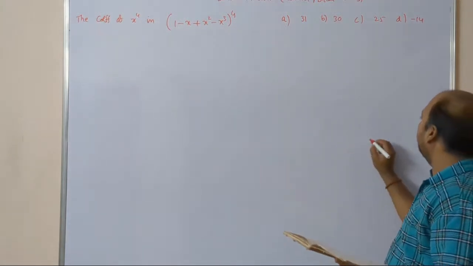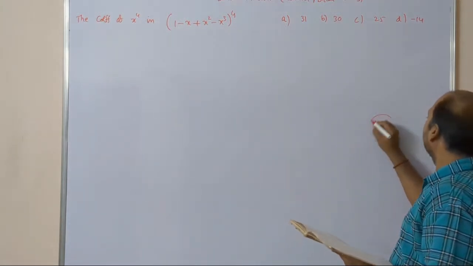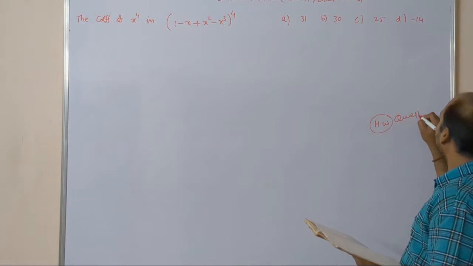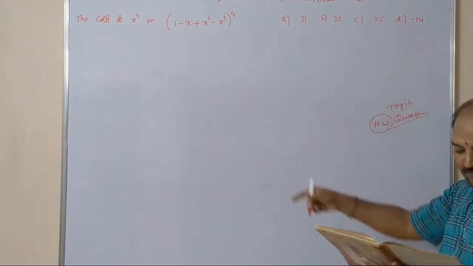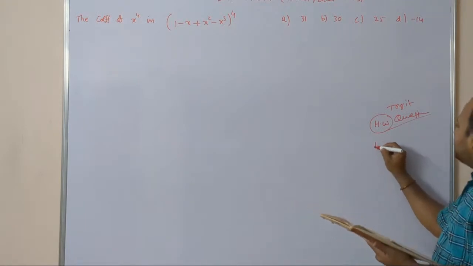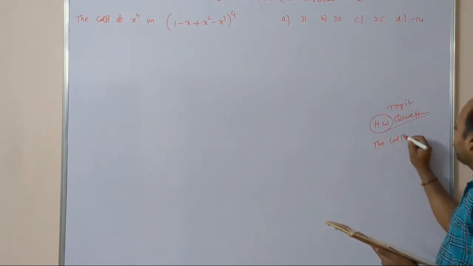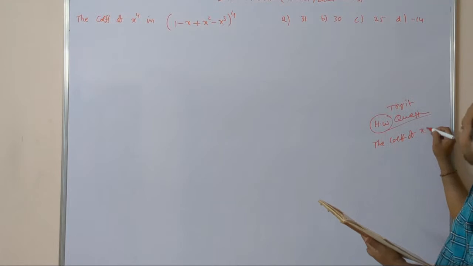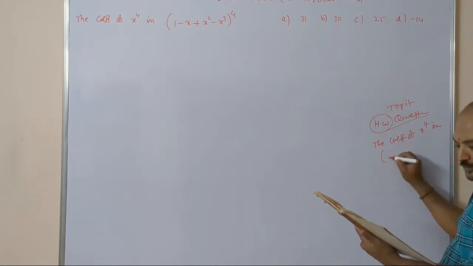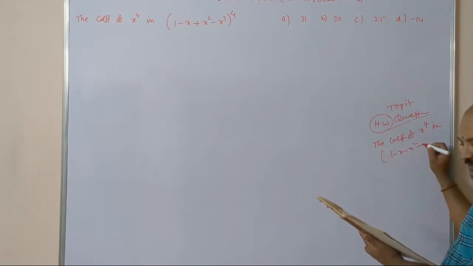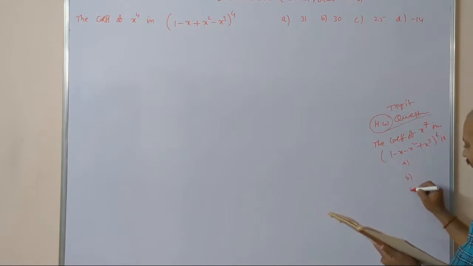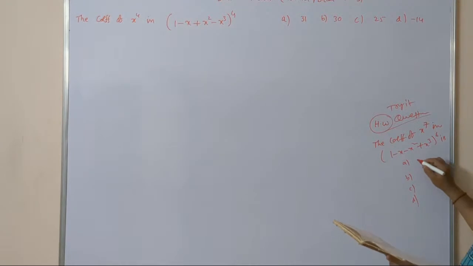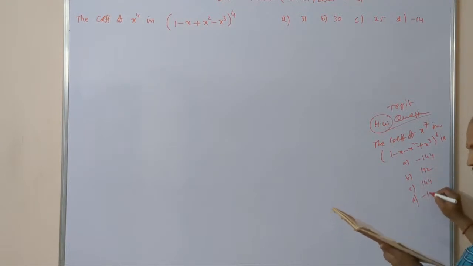Homework question also I am giving here. Just you try it, the same procedure, whatever I follow. The coefficient of x power 7 in the expansion of 1 minus x square plus x cube whole power 6 is, here, minus 144, 132, 144, minus 132.